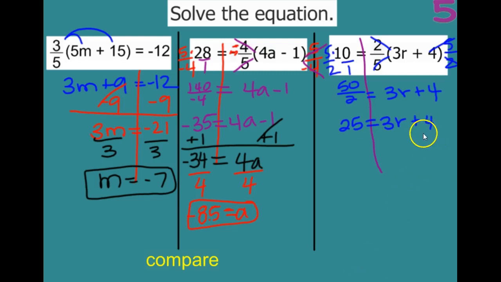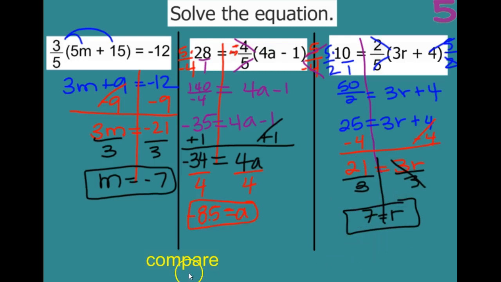And then solve like a regular problem. Subtract 4, getting rid of our addition or subtraction. We have 21 equals 3r. And then divide by 3. We have 21 divided by 3 is 7. So now you have a couple ways to solve that type of problem.